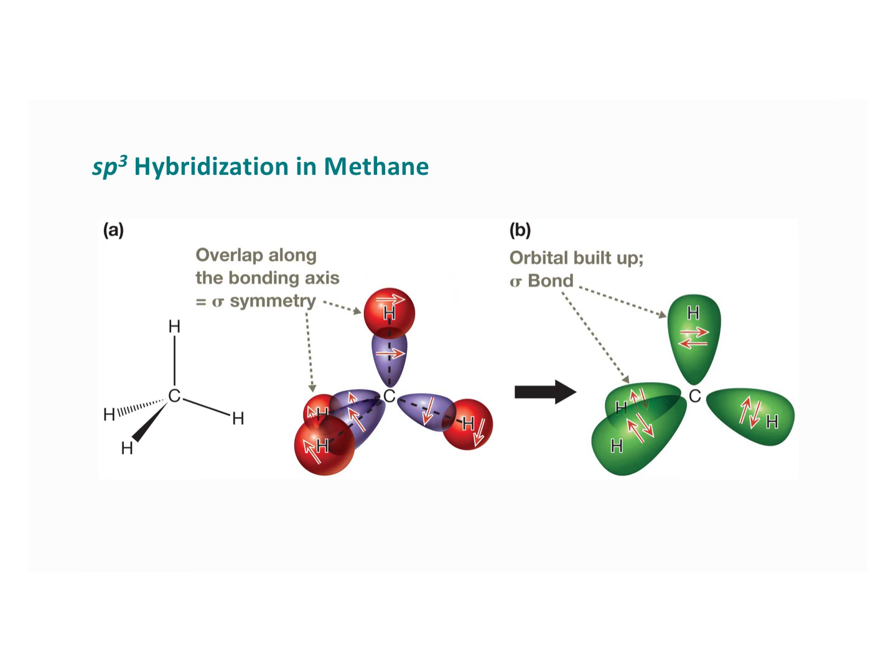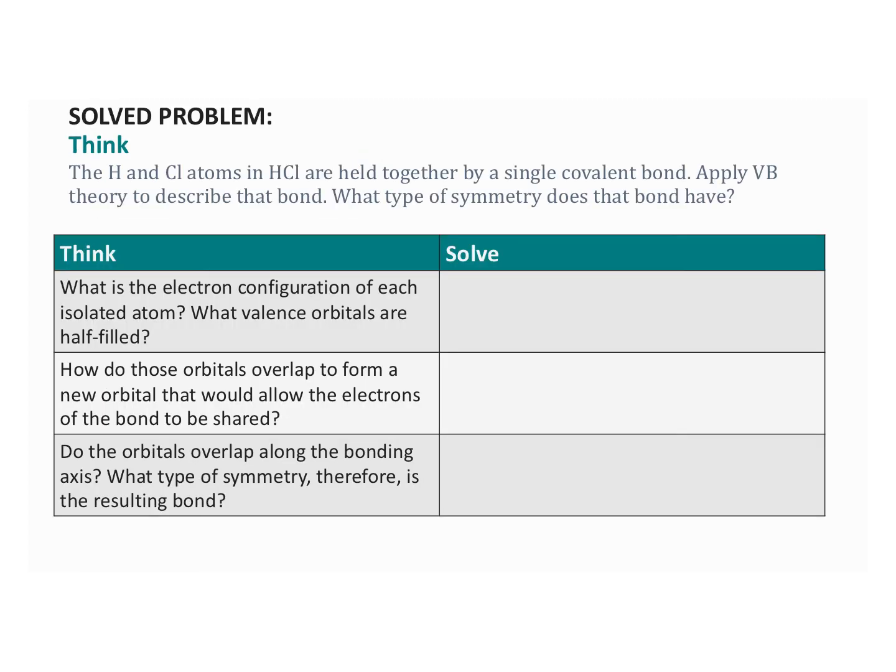And so this is how we would visualize it. Now at this stage when I was a student, I was like, this is all great, my dear chemistry professor. But how would I answer a question, or what type of questions would I see? So let's look at an example. The hydrogen and chlorine atoms in HCl are held together by a single covalent bond. Apply valence bond theory to describe that bond. What type of symmetry does that bond have?